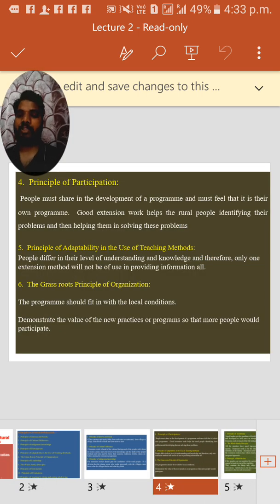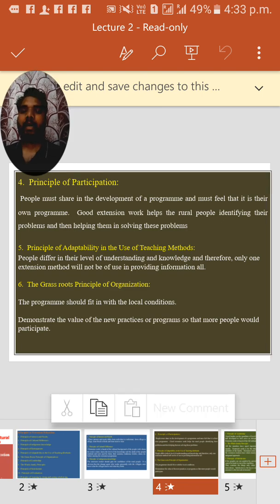Next is the principle of participation. People must share in the development of the program and must feel that it is their own program. When we organize any activity, people have to participate. If people participate in the meeting, it will be very effective. It depends on the extension worker to help the rural people identify their problems and then help them solve their problems.